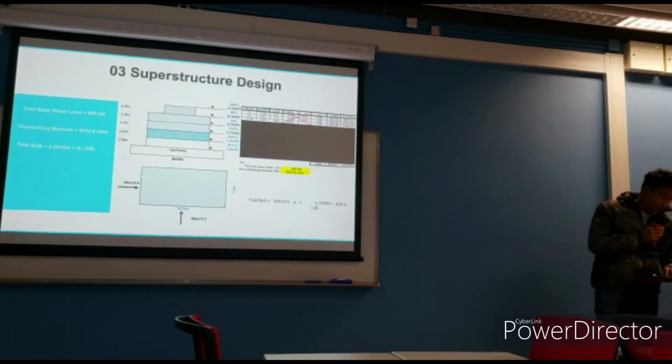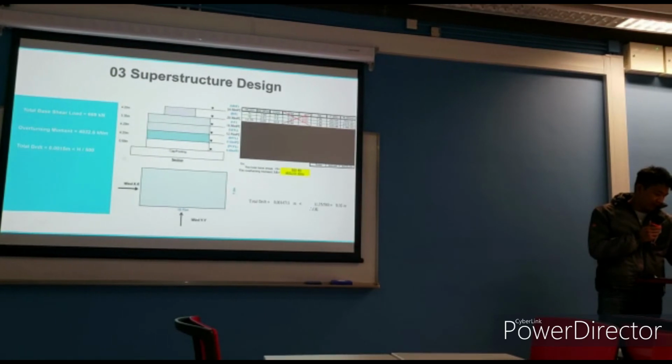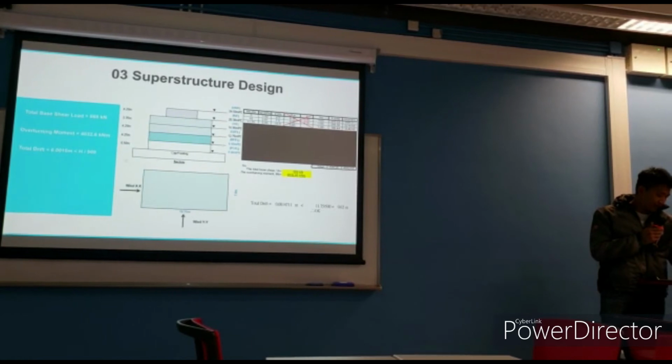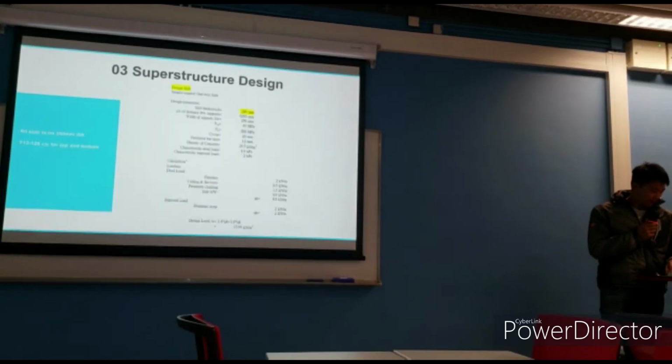This is showing you the total base shear load will be 669 kN, and the overturning moment will be 4,032.6 kNm. And after the calculation, the total drift will be 0.0015 meter, which is lower than H over 500. So it's okay for checking.